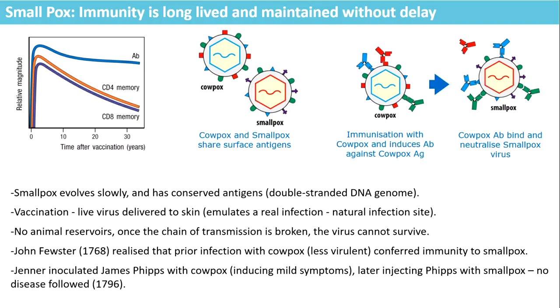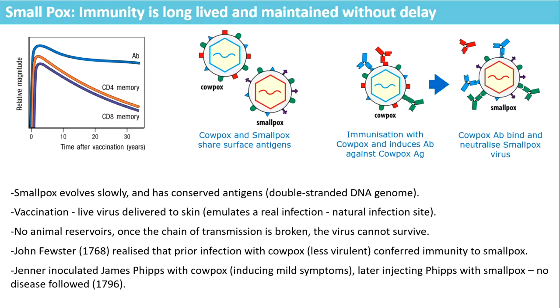So we look at cowpox and smallpox. You can see that they share similar surface antigens. If an individual is immunized with cowpox, they will generate an antibody response against the surface antigens of cowpox, and these will be capable of neutralizing any subsequent exposure to smallpox. That's essentially how it works.